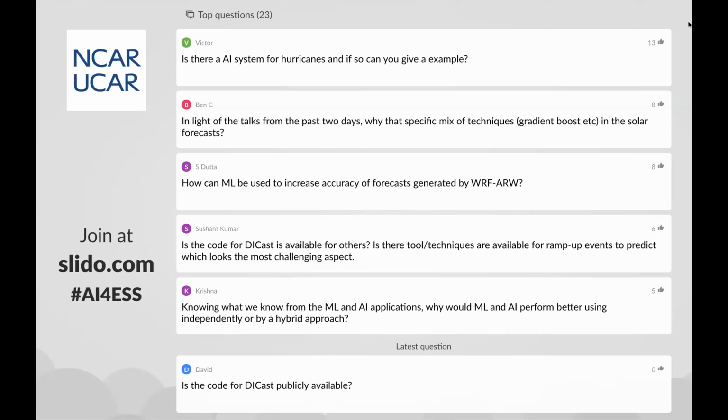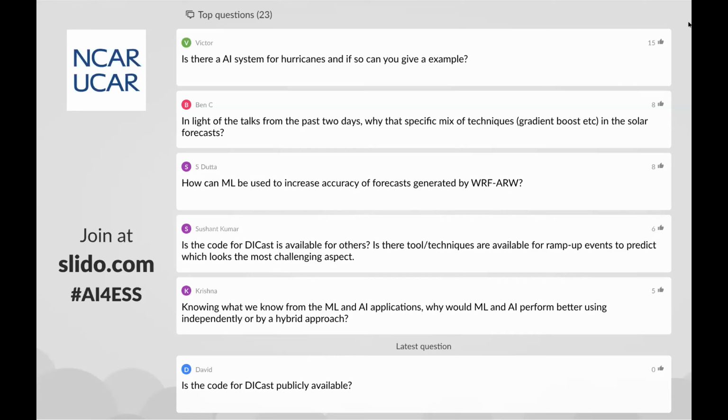Is there an AI system for hurricanes? And if so, can you give an example? Yes, there's multiple AI systems. I suspect Chris Rozoff at NCAR is one of the people who has built multiple systems. One system I would like to highlight is using the analog ensemble for hurricanes.